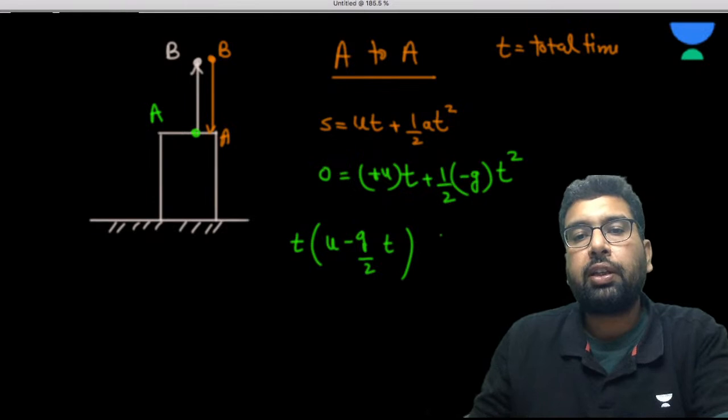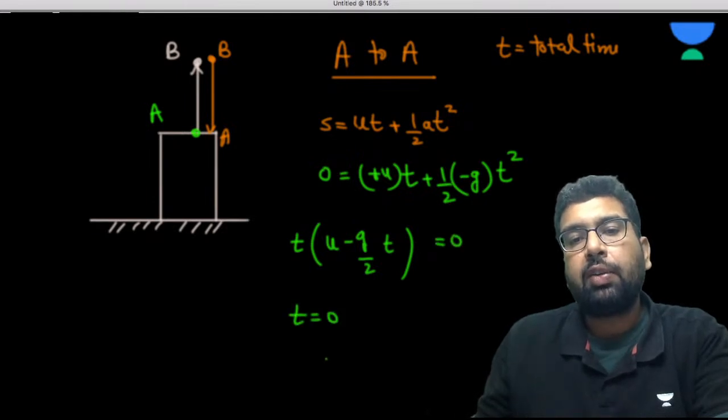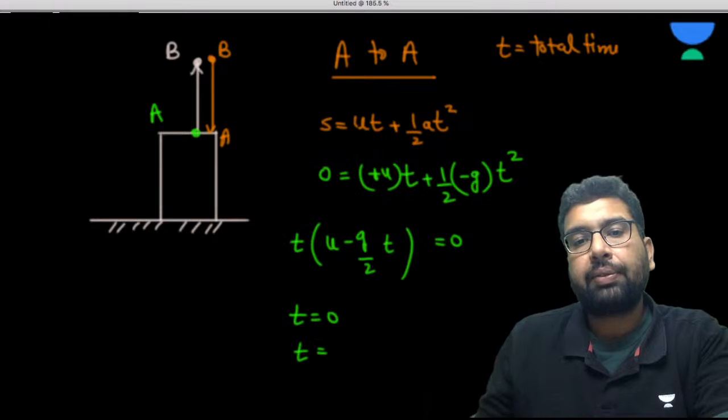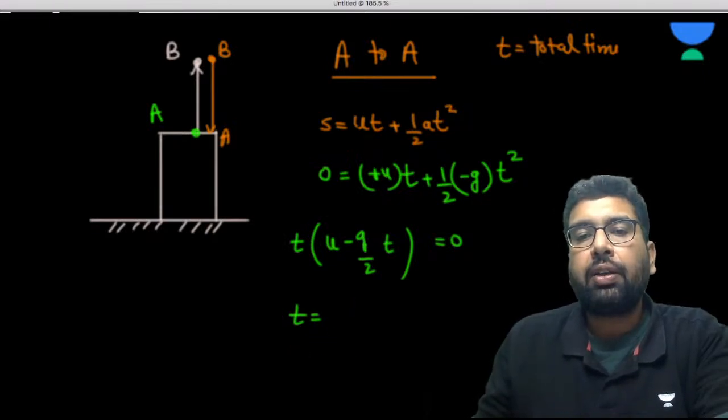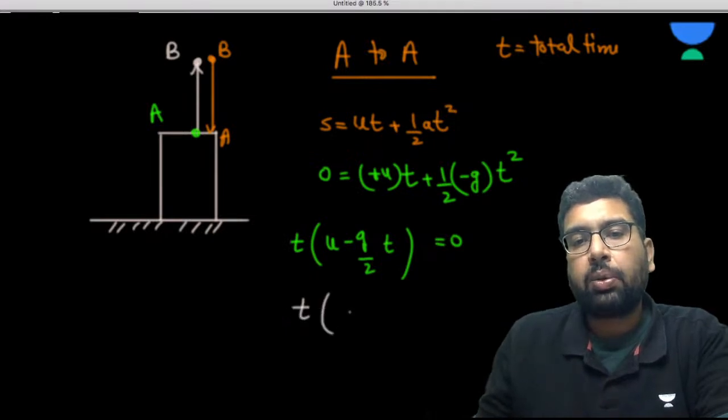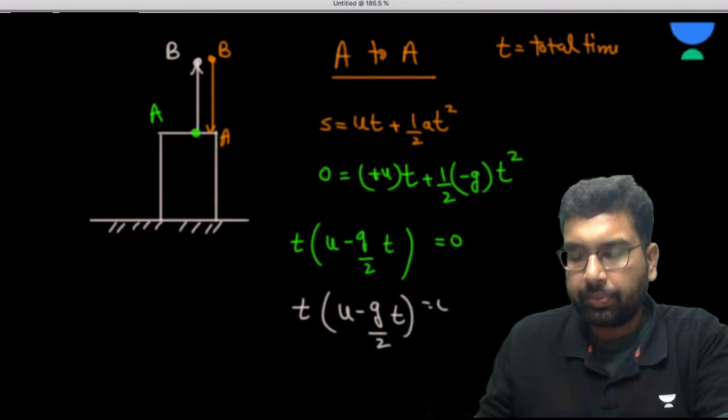Okay. Now this is equal to 0. So see, t is equal to 0, and t is equal to 2 times t. If I solve this equation, we'll have, can I write it like this? 2u, okay, let's write like this: u minus g by 2 of t is equal to 0, right?